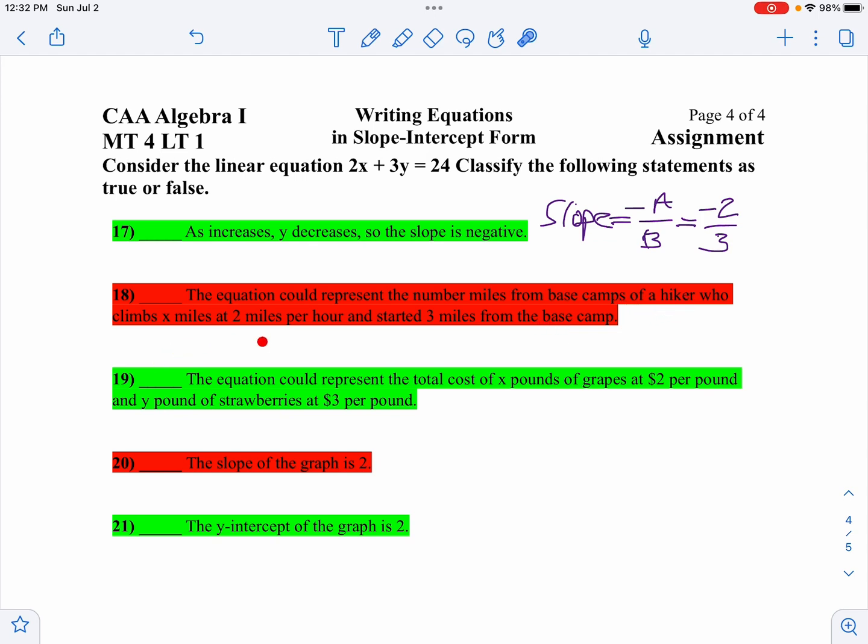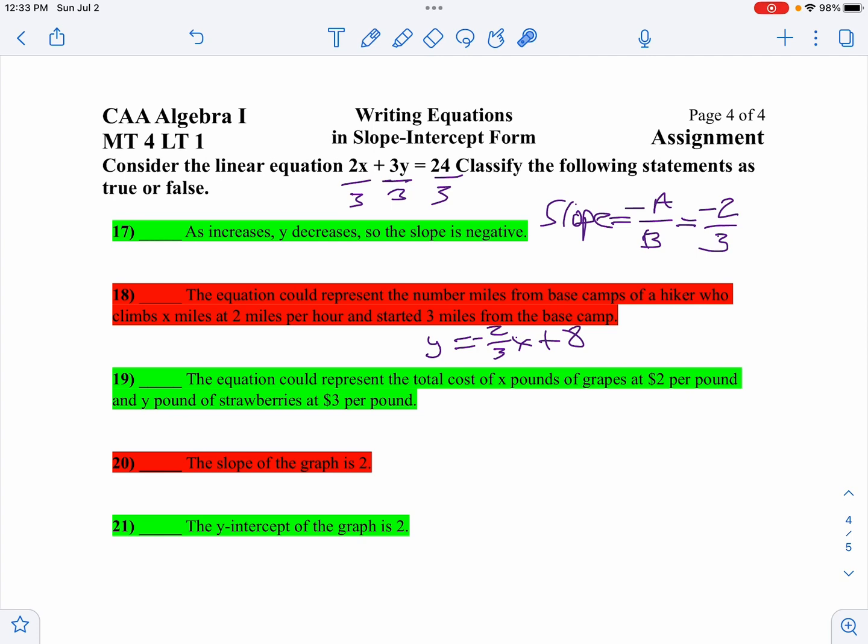Now, the equation could represent the number of miles from base camp of a hiker who climbs at a rate of 2 miles per hour and started... No, not in this case. Because if I get y by itself, it would be y equals negative 2/3 x plus 8. Forgot my negative there. Because we'd have to divide by 3 to do this problem. And since we're dividing by 3, we're going to start 8 miles from base camp, and he's going to walk towards the base camp.